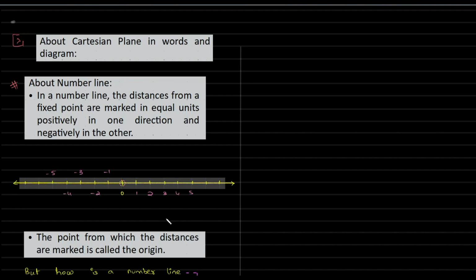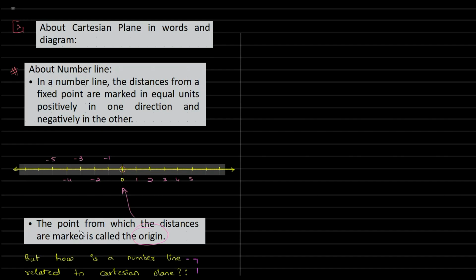So this is a number line. The speciality being equally spaced numbering. There is a special name that we need to know, that is your origin, from where things start. Now the question is how to relate a number line with the Cartesian plane.